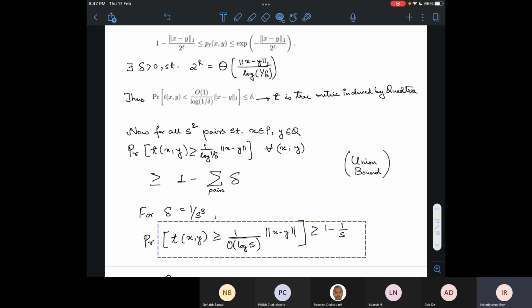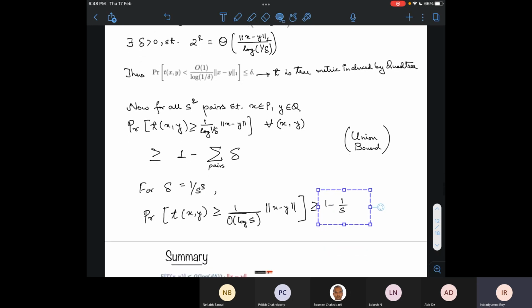So this basically gives us that inequality bound, that with a very high probability, 1 minus 1 by s, you have the tree metric within this very small multiplier of the actual distance. So basically it says that the tree metric does not contract too much. It remains within this half, let's say 1 by 2 bound of x minus y.